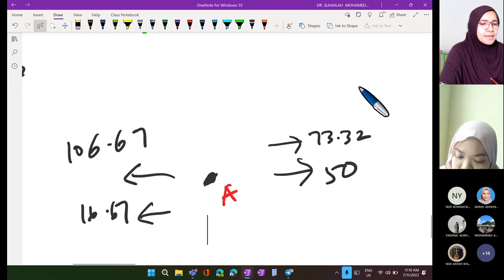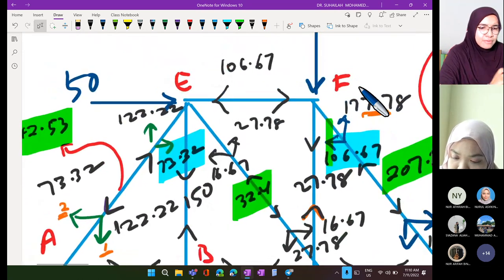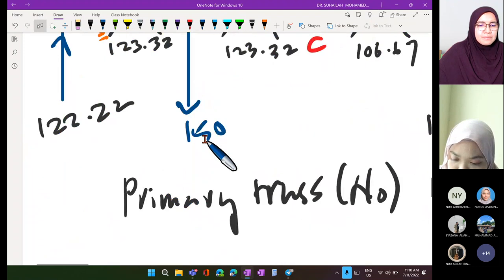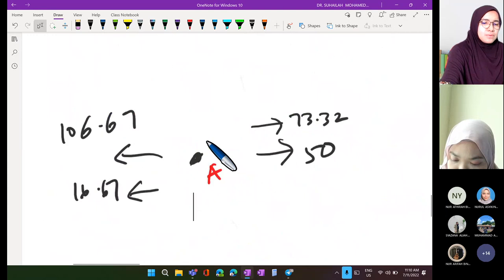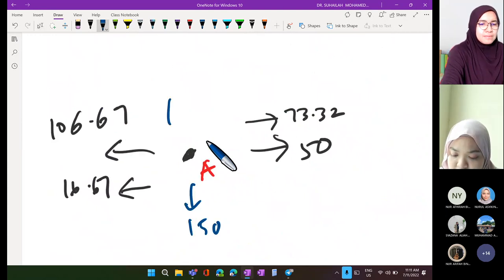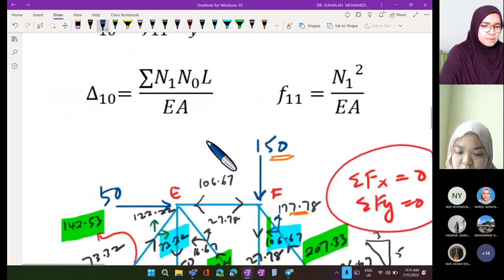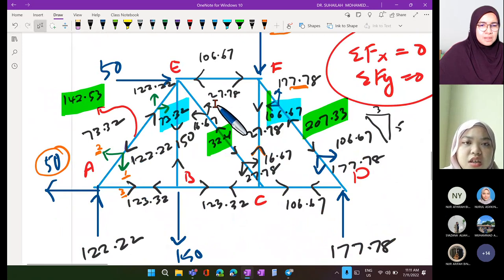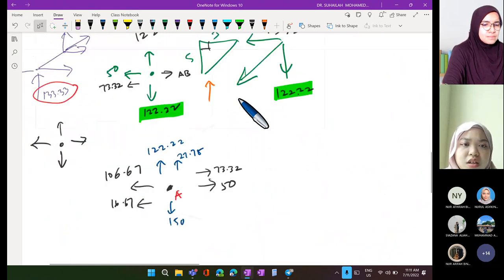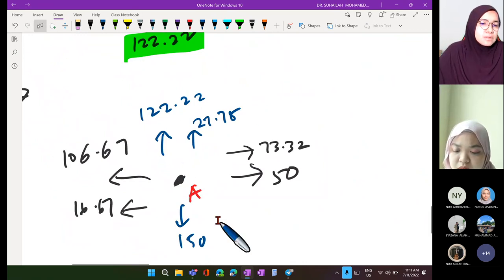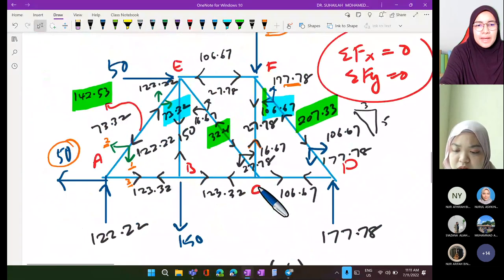Okay, check for Y pula. Y we have 150. Sini 150 ke bawah ya. 150. 2778 atas. 122.22 atas juga. Balance ke tak tu? We have 150, 122.22, and 2778 yang ni. So, 0 lah kan? 122.22 plus 27.78, we get 150, right? Yes, doctor. Okay. So, means that this one is correct.